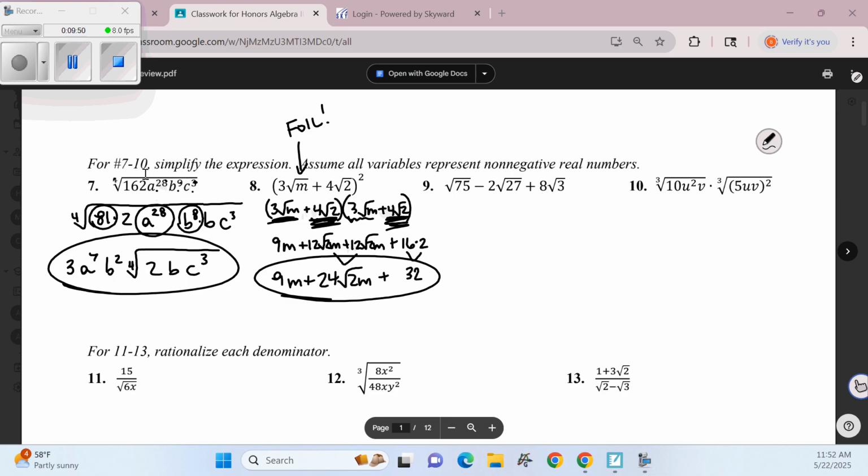In number 9, we're looking for simplifying radicals so that we might be able to get some like radicals. So I look at square root of 75 and I think, well, 25 times 3, the 25 is a perfect square.